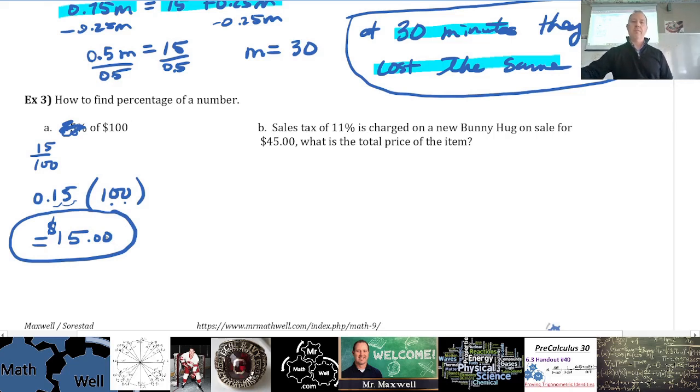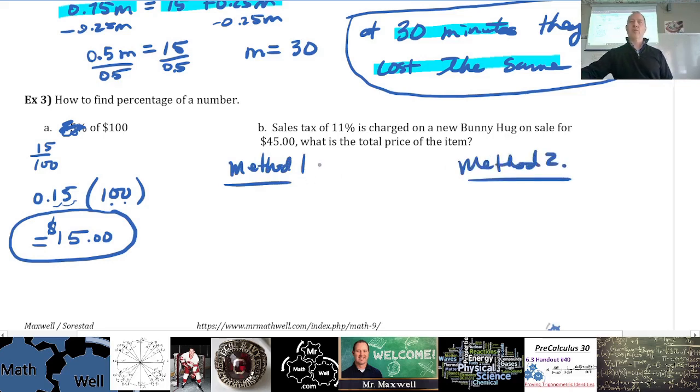Okay? That's excellent. Now, this one says sales tax of 11% is charged on a new bunny hug on sale for $45. Bunny hug. Yes, bunny hug. It's a Saskatchewan word. We have to keep using that. Okay. What's the total price of the item? Now, this is a different kind of question. And you can do this 2 ways. So I'm going to split this up into method 1 and method 2.